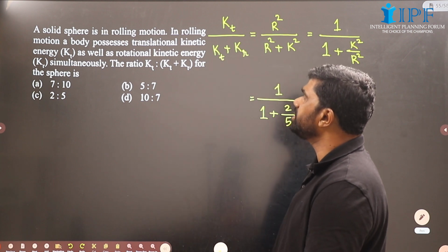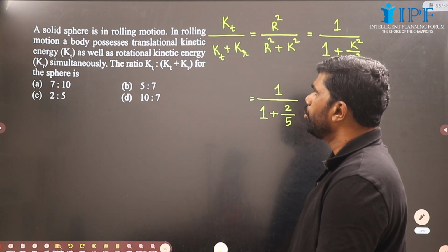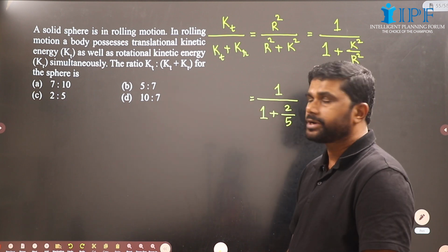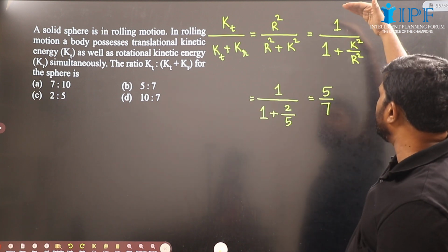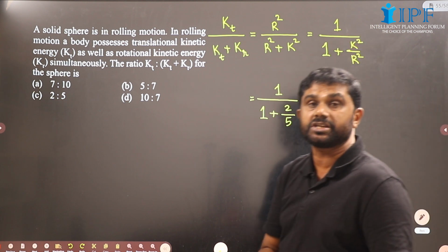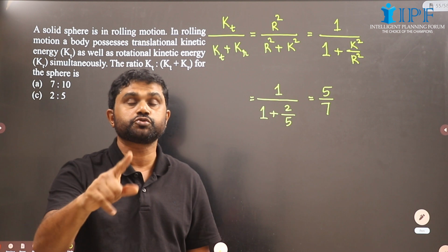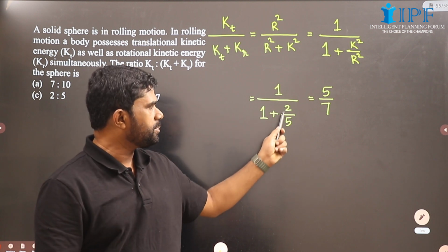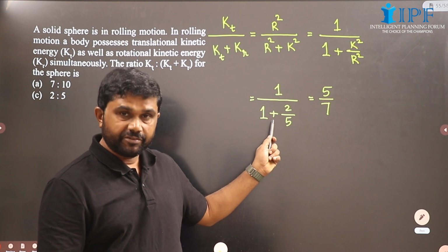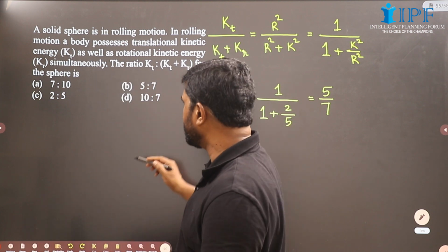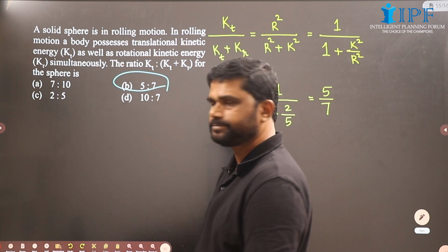A solid sphere is in rolling motion. Then the ratio translational by total will be 1 divided by 1 plus k square by r square. Here it is a solid sphere. Its moment of inertia is 2 by 5 mr square. So k square by r square is 2 by 5. 1 plus 2 by 5 is 7 by 5, and its reciprocal will be 5 by 7. So 5:7, this one.